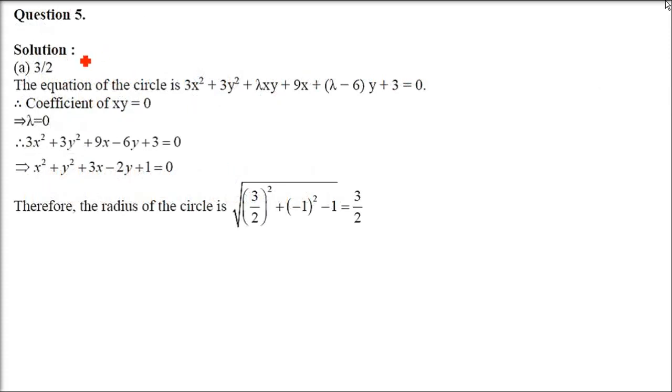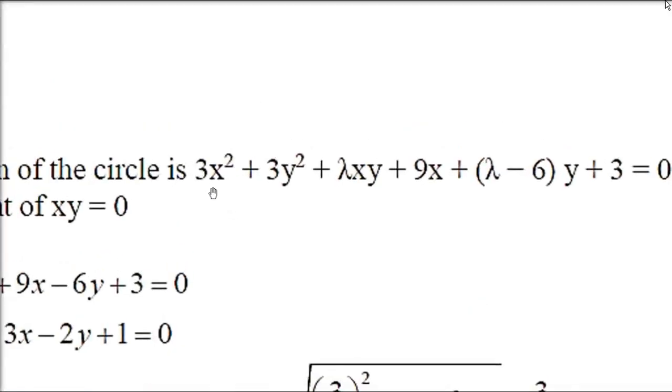Question number 5. The radius of the circle represented by the equation is 3x square plus 3y square plus lambda xy plus 9x plus lambda minus 6y plus 3 equals 0.